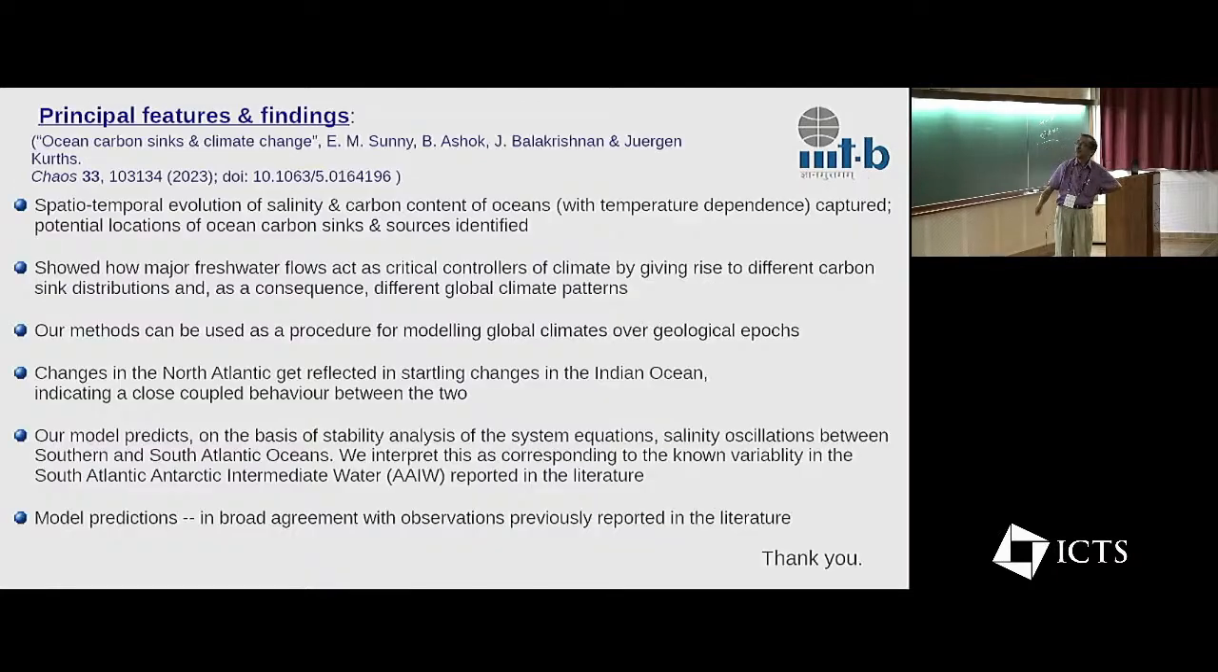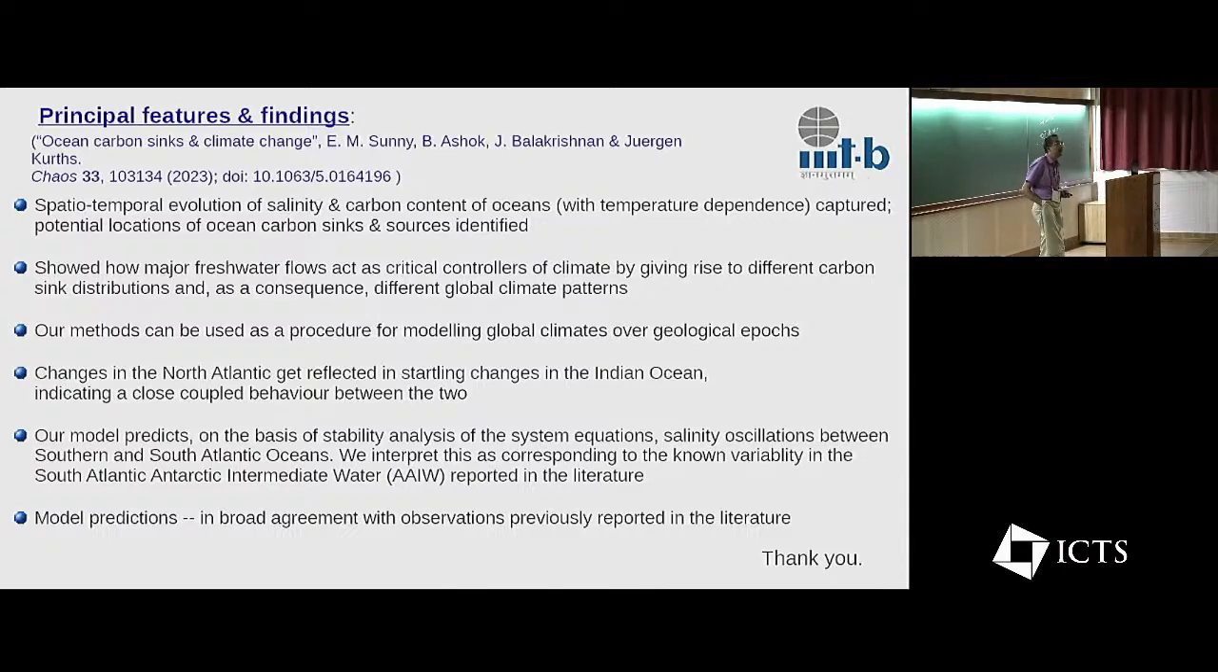So these are the principal features of our model. The basic thing is we have a very simple box model, and we are able to predict quite a lot out of this. That's it. So any questions, please ask.